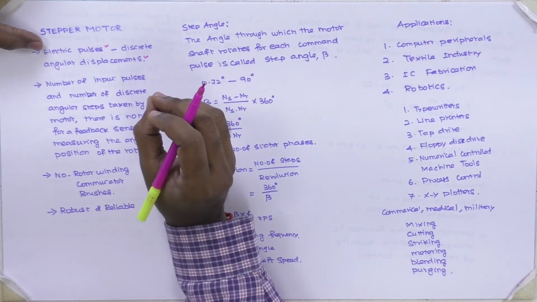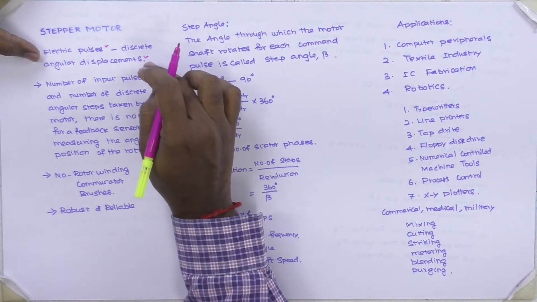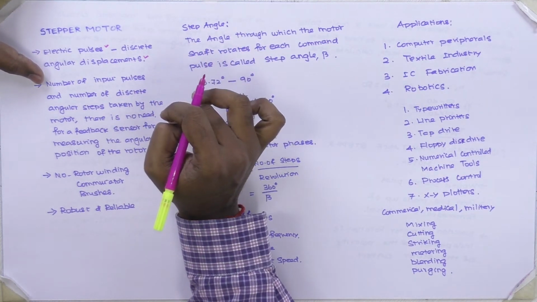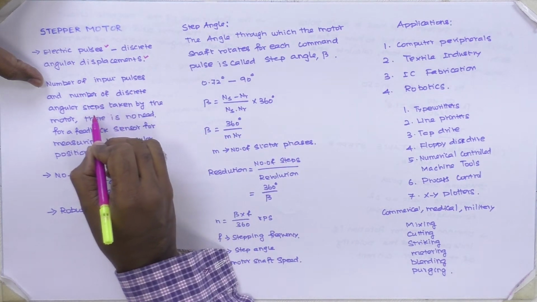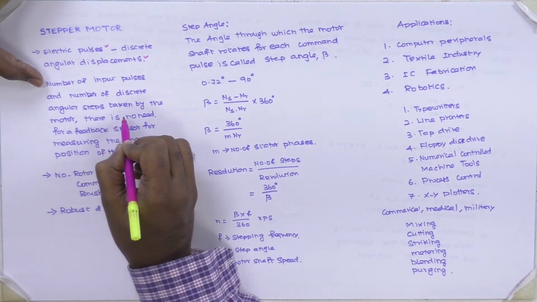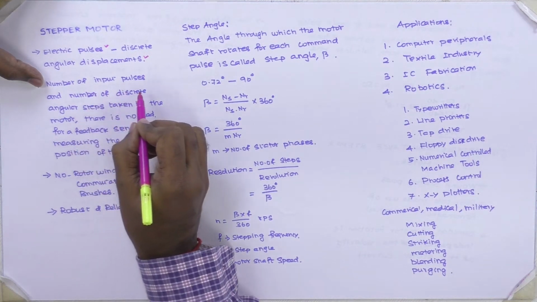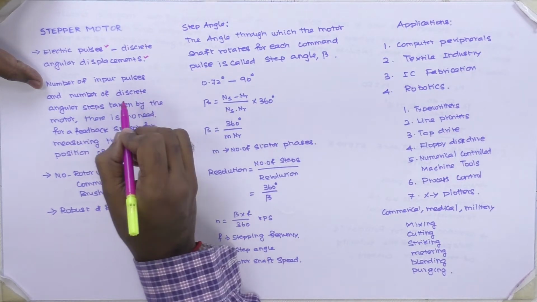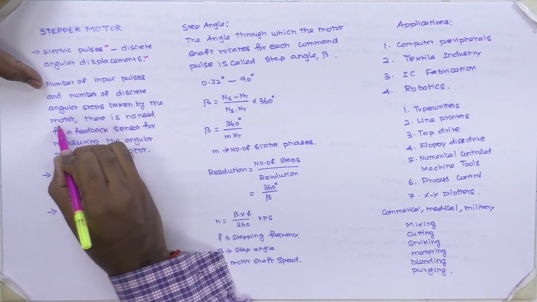For each pulse, it produces one step of rotation. This is called a stepping motor or step motor. The number of input pulses equals the number of discrete angular steps taken by the motor. So, how many input pulses we give into the stepper motor is equal to the number of discrete angular steps taken by the motor.